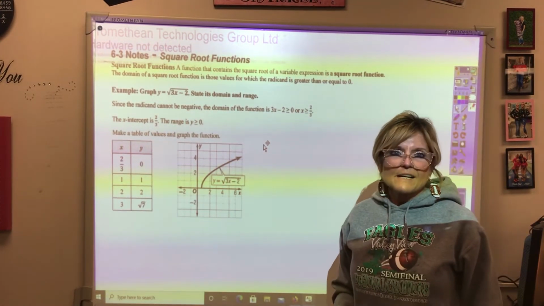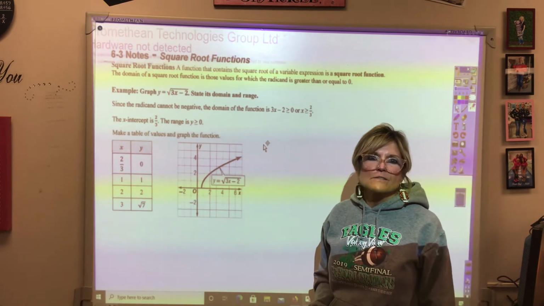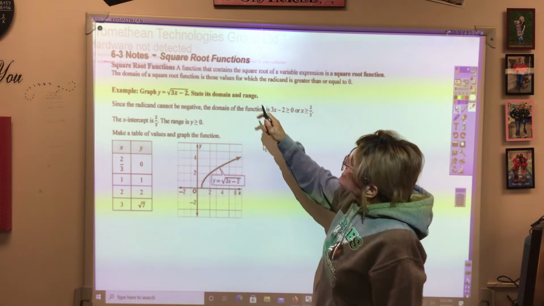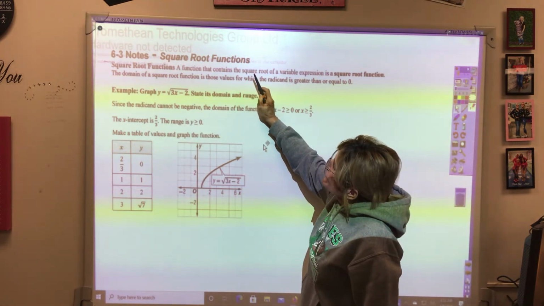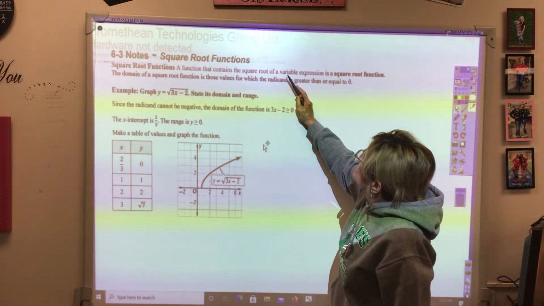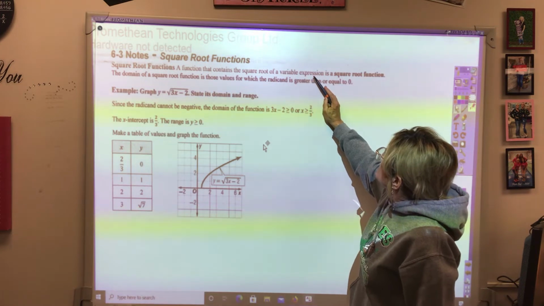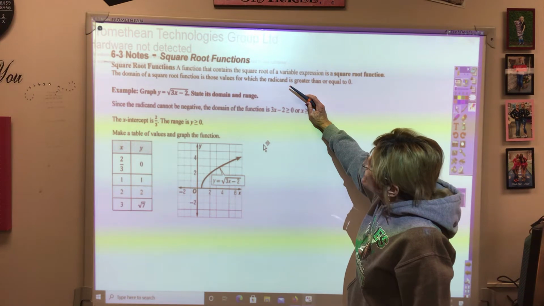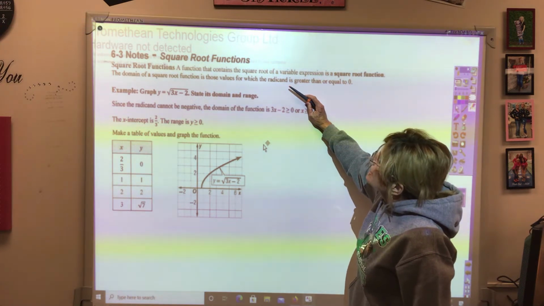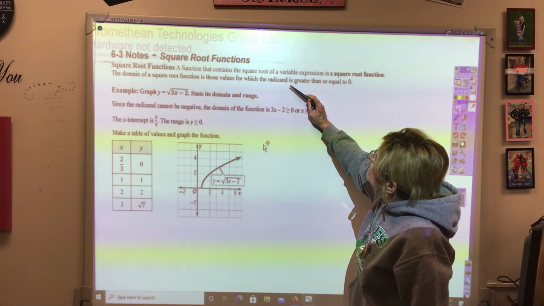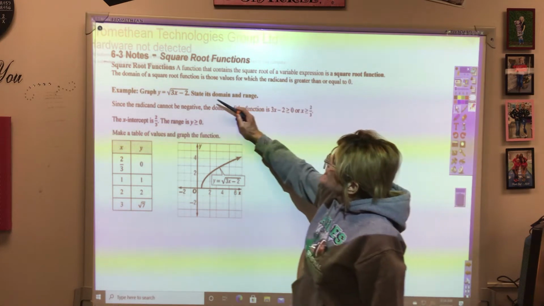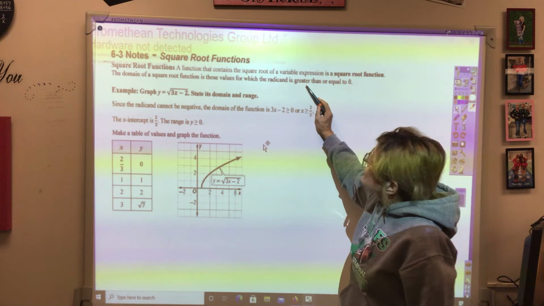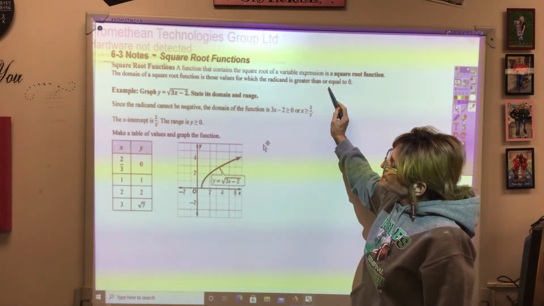Hi class, today we'll be discussing section 6.3, square root functions. To start off with, a square root function is a function that contains the square root of a variable expression. The domain of a square root function is those values for which the radicand, that means what's under here, is actually greater than or equal to 0.